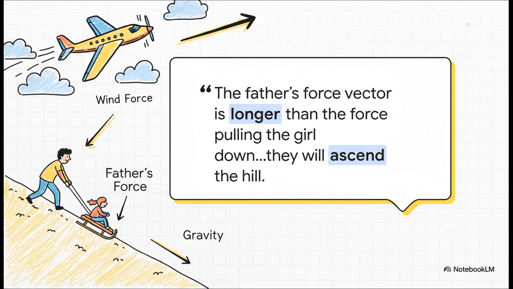And here, this is the punchline. Look closely at the lengths of those arrows. The source material points out that the vector for the father's pull is longer. It has a greater magnitude than the vector for the force that's pulling the sled back down. That difference in magnitude is everything. It's the reason they move forward. If his arrow were even a little bit shorter, they'd start sliding backward, no matter how hard he tried.